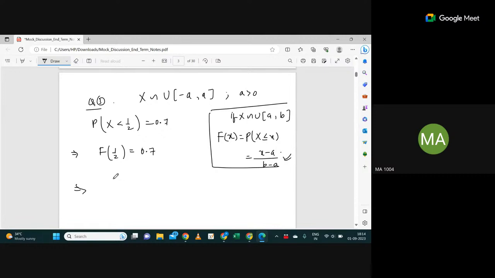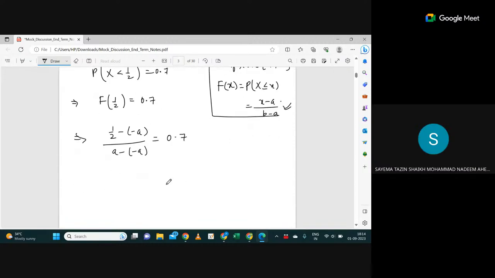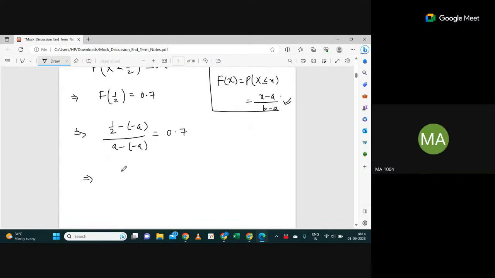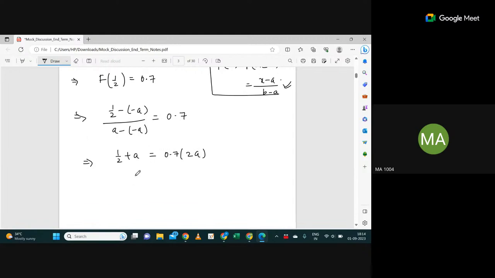So it will be half minus a, where a means the lower limit. Here the lower limit is minus a. Divide by b; in place of b we have a, so it will be a minus (minus a). Got it or not? So the numerator will be half plus a, and it will equal 0.7 times 2a, because the denominator is 2a. Let me write down the steps.